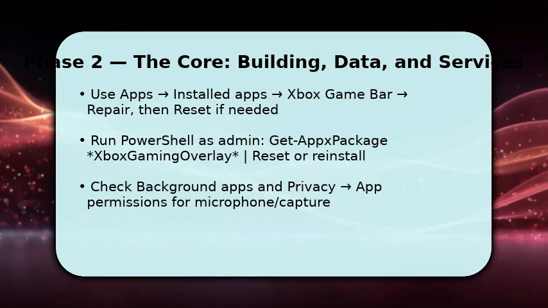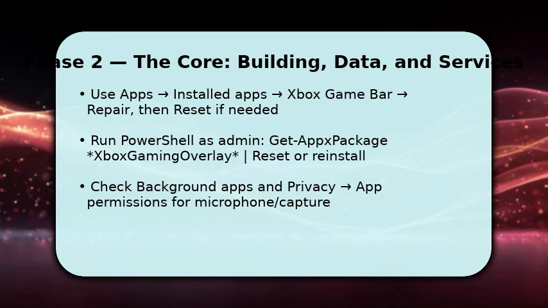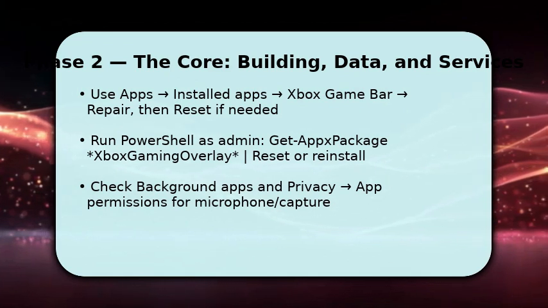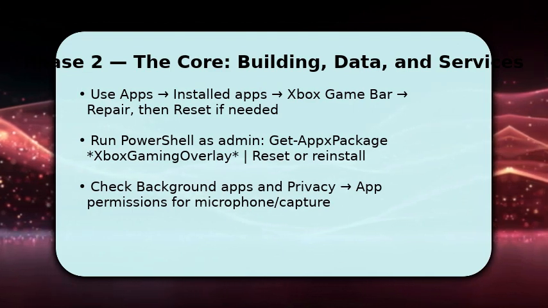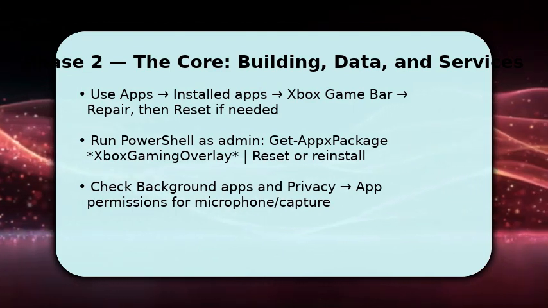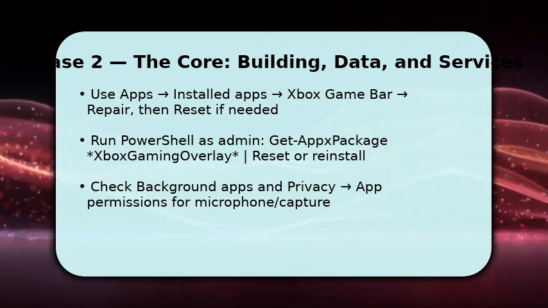You now repair and, if necessary, reinstall the overlay. First, go to App Settings and choose Repair, Test Game Bar. If it still fails, reset the app to clear corrupt data. Next, run PowerShell as administrator and remove, then reinstall the Xbox Gaming Overlay package.